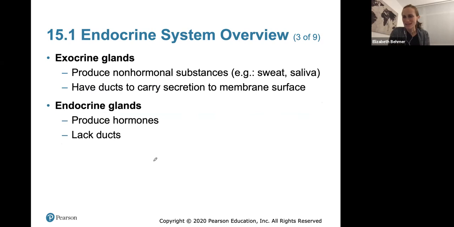We divide glands in the body into exocrine glands and endocrine glands, and we're going to focus on endocrine glands that produce hormones. Exocrine glands produce non-hormonal substances like sweat and saliva, and they have ducts or tubes that carry their secretion to a membrane surface. So for example, your sweat glands in your skin are exocrine glands because they directly secrete their substance, sweat, to the skin surface. Endocrine glands lack ducts. That means that when endocrine glands produce hormones, those hormones go directly into the bloodstream, and the blood acts as their conduction system instead of a duct.